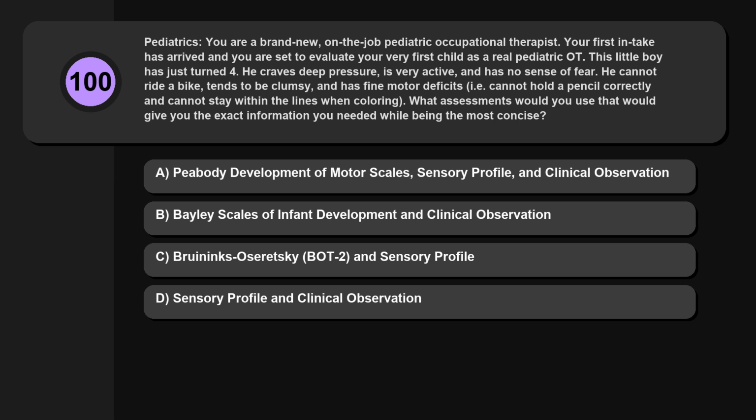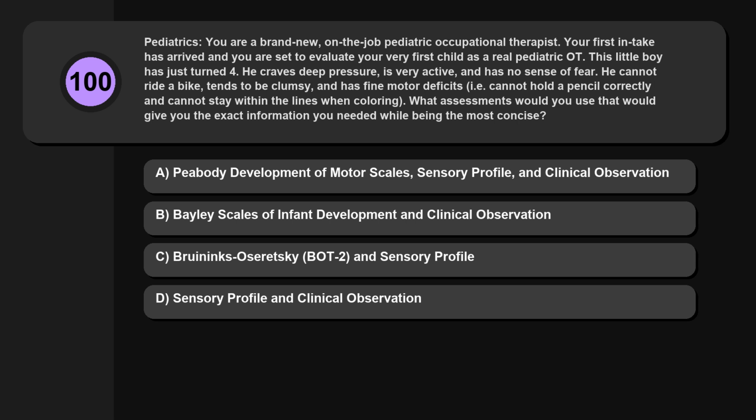Question 100. Pediatrics. You are a brand new, on-the-job pediatric occupational therapist. Your first intake has arrived and you are set to evaluate your very first child as a real pediatric OT. This little boy has just turned 4. He craves deep pressure, is very active, and has no sense of fear. He cannot ride a bike, tends to be clumsy, and has fine motor deficits, i.e. cannot hold a pencil correctly and cannot stay within the lines when coloring.